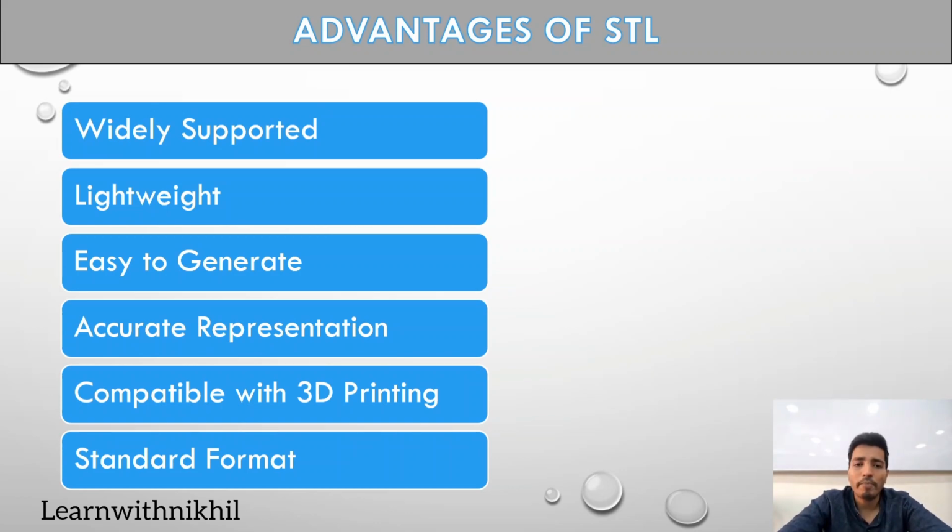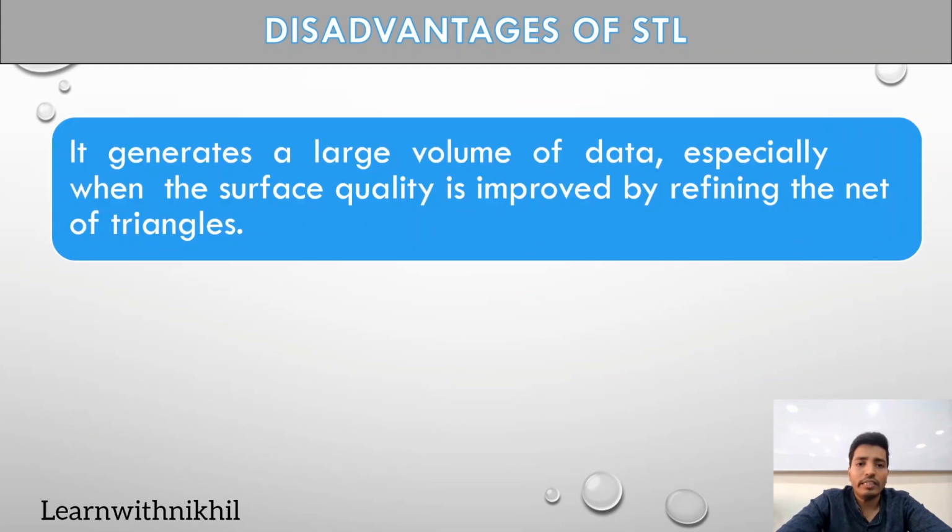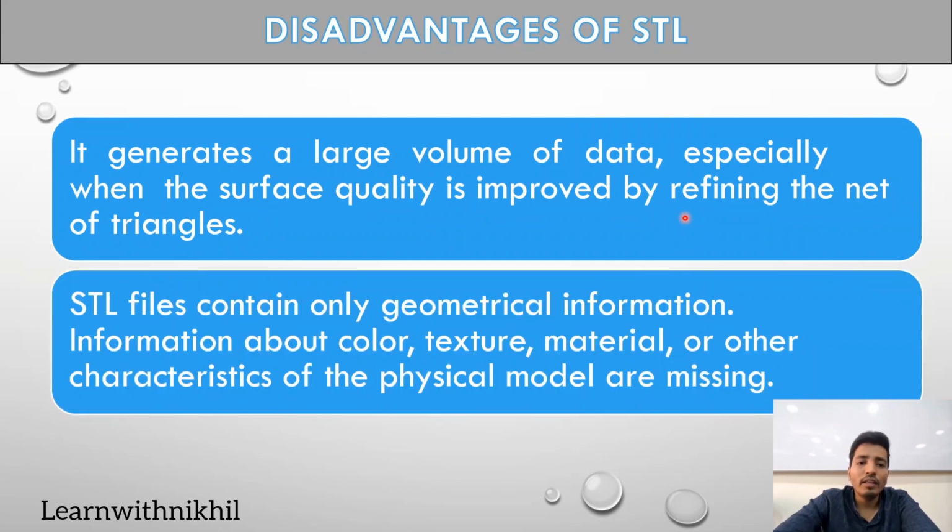There are many more. A few disadvantages of STL: it generates a large volume of data. As I mentioned, if there are more triangles, the volume of data will increase very much. The surface quality is improved by refining the net of triangles, but the memory utilized is very large. Also, as I mentioned in the definition, STL files only contain geometrical information, how the shape and model structure are, but they don't contain information like color, texture, or material. For that, we have to use other file formats.